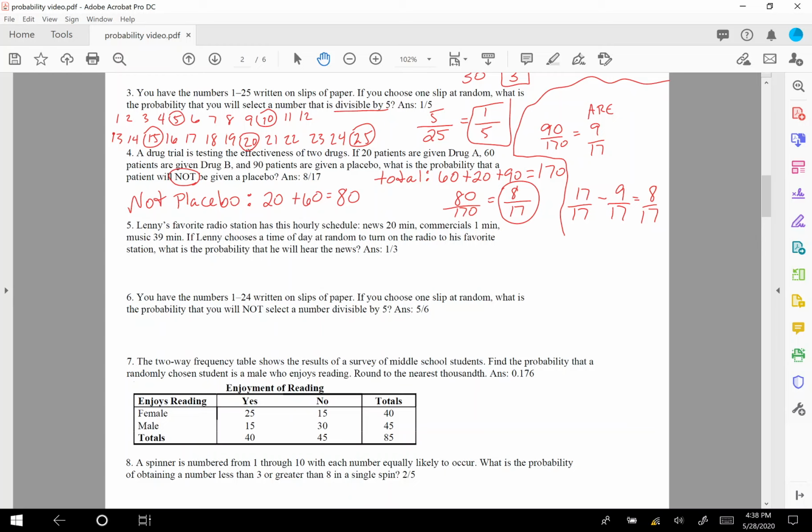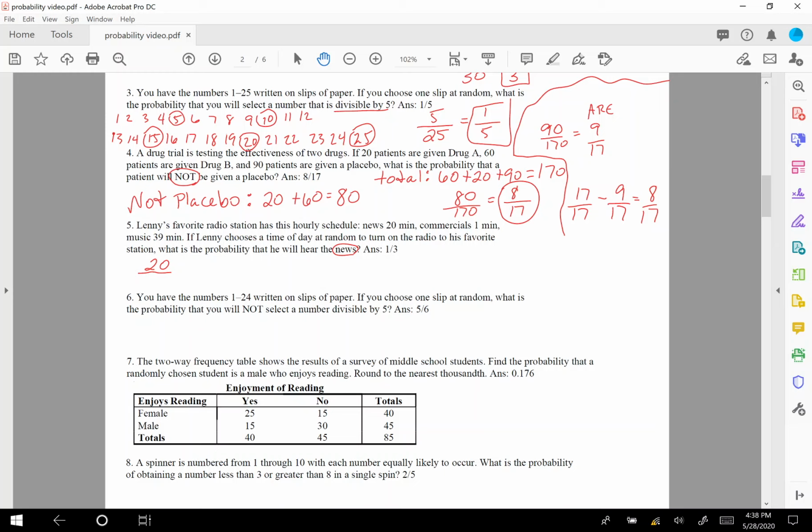Okay, number 5 here. It says Lenny's favorite radio station has this hourly schedule. News is 20 minutes, commercials is 1 minute, music is 39 minutes. If Lenny chooses a time of day at random to turn on the radio to his favorite station, what is the probability that he will hear the news? Okay, so news is what we're interested in. So the news is 20 minutes out of, now it says hour, but let's add up all the three types of things that are on the radio station.